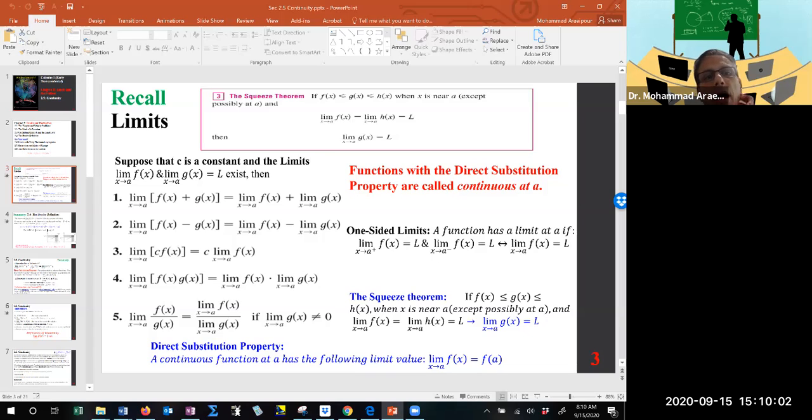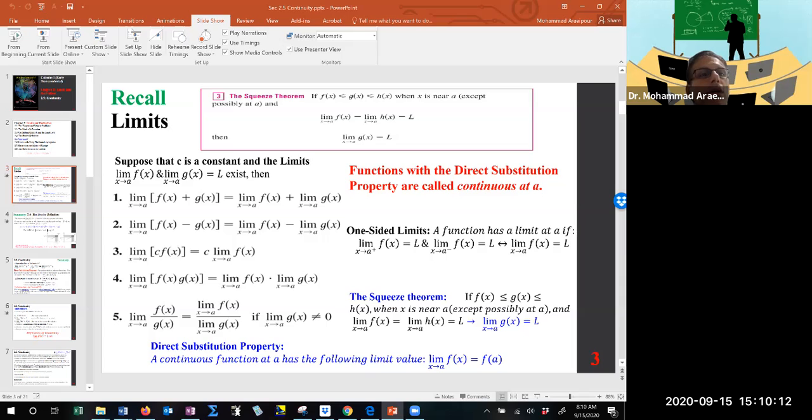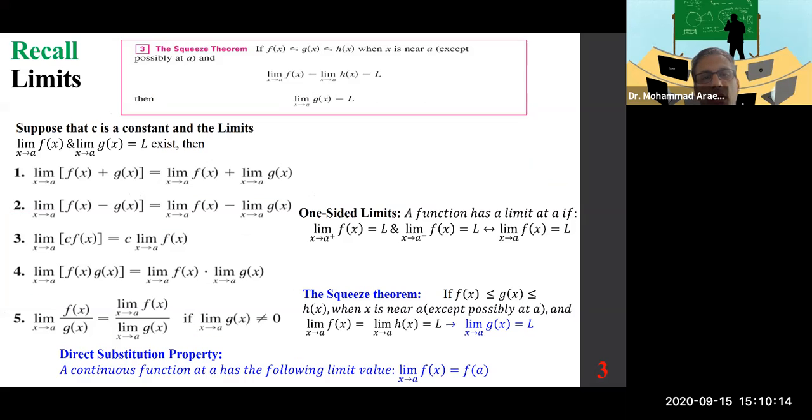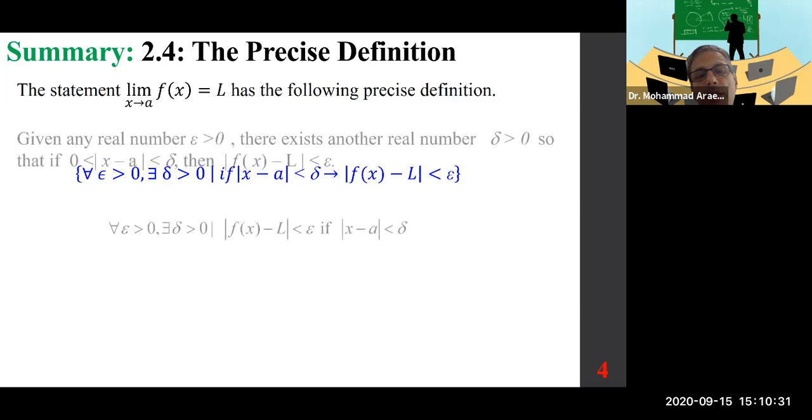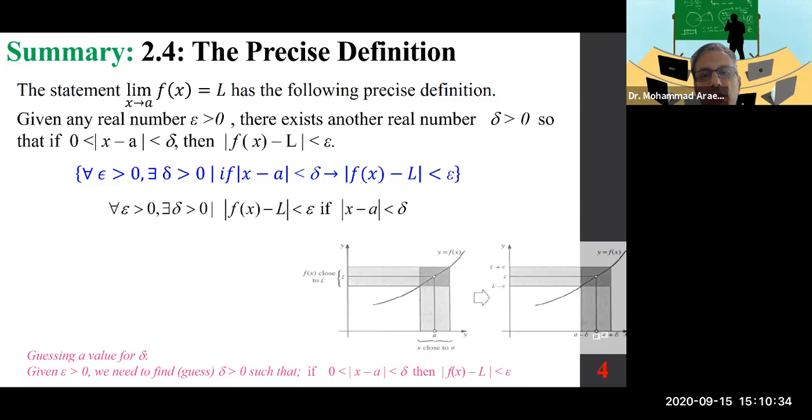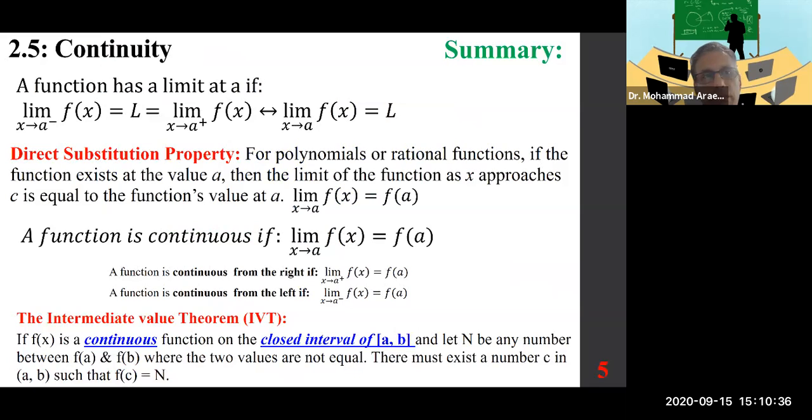Okay, class. The limit laws, direct substitution, one-sided limit, the squeeze theorem, and direct substitution that has been already discussed, and that works for continuous functions. All right, we have the precise definition of a limit. For every epsilon larger than 0, there is delta larger than 0, such that if absolute value of x minus a is less than delta, then absolute value of f of x minus L is less than epsilon. So that's something we have seen, nothing brand new, and we are going to move on.